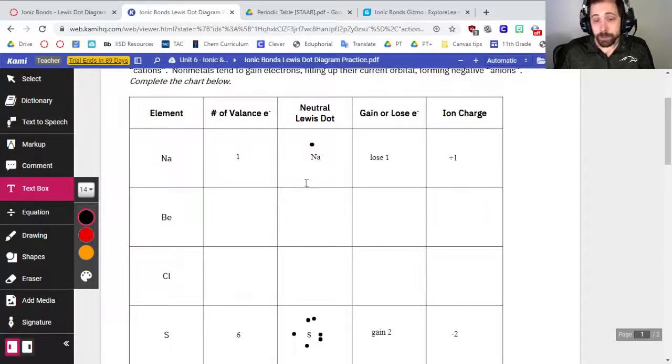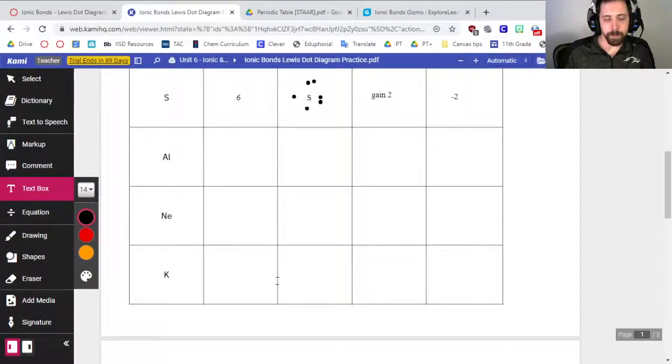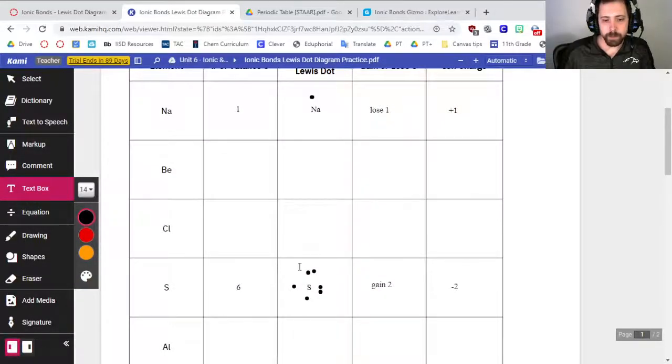In this case for sodium, it was much easier to lose 1 than it would be to gain 7, don't you think? So that's a common reason why metals tend to lose electrons, is they have fewer valence electrons. So if you lose an electron, it becomes positive, and if you gain electrons, you become negative. All right, pretty straightforward.